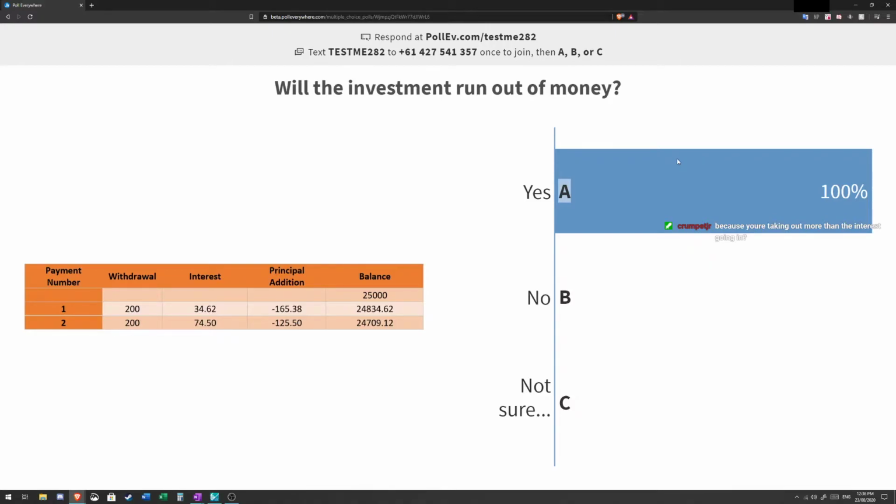Our principal addition is actually negative, so our principal change is negative. So again, principal addition, I've said there, because investments were sometimes worded that they're assuming it's going to go up, but because that's a negative value, we're going down. So we're losing money every time. So we can also call this an annuity, because in the end, it's going to run out.